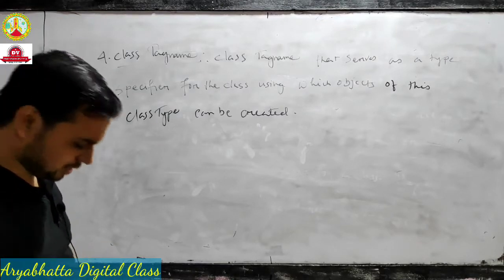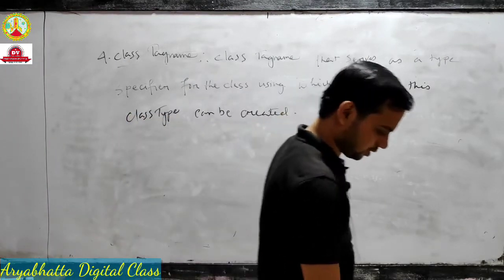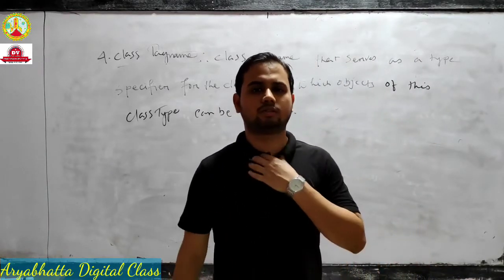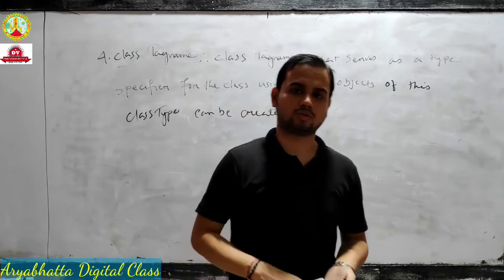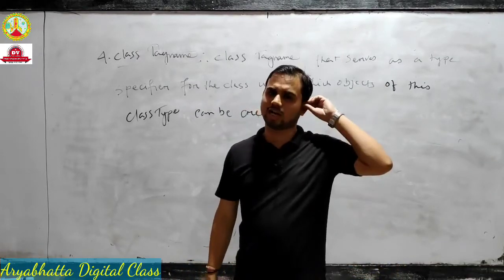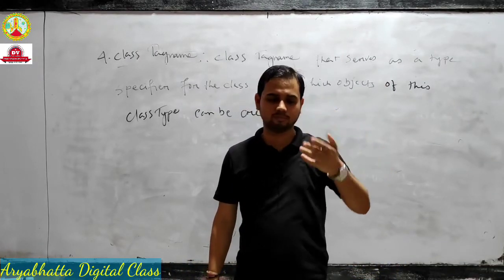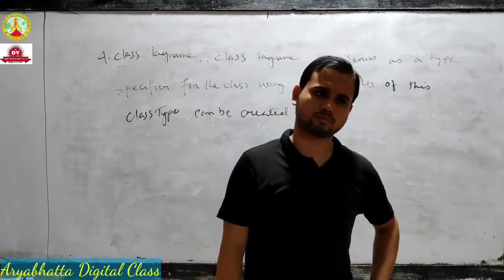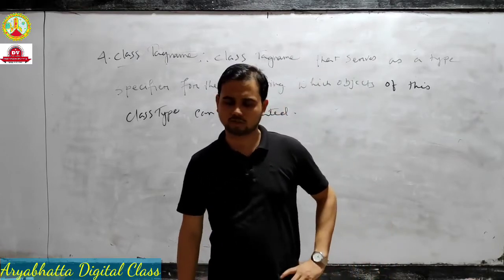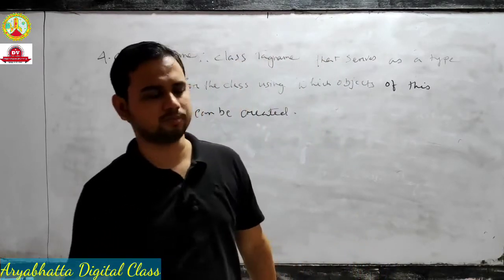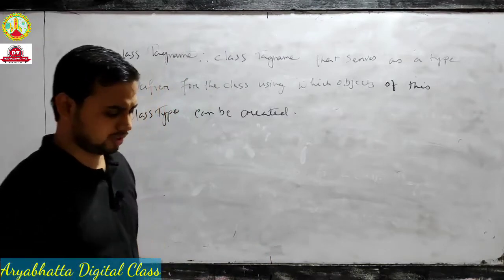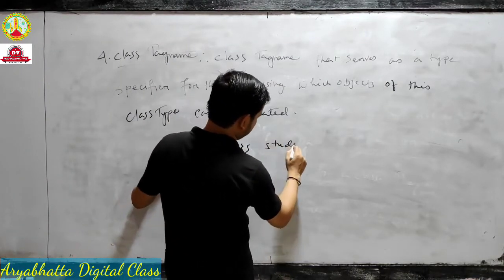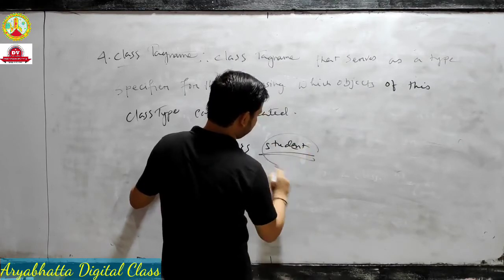Class tag name is a class, and it is user defined. Suppose class school, class college, or class student. Suppose your class student has data members like student ID, student roll number, student name, and a member function like student examination. You will understand many things clearly when we do the program. Class tag name means, suppose you take class student. Student is user defined. This name is user defined.